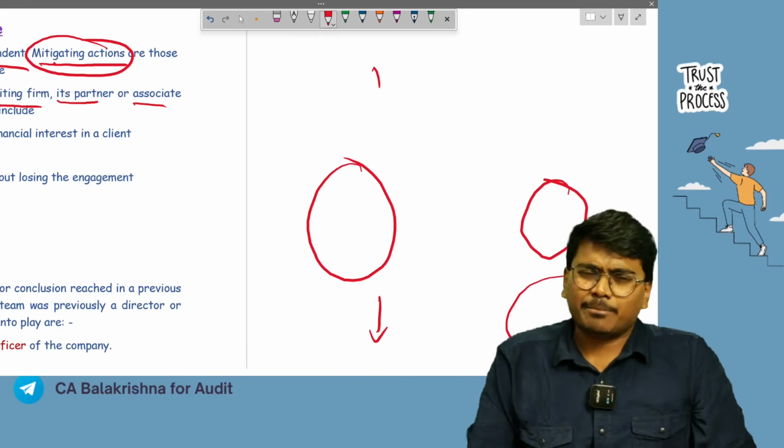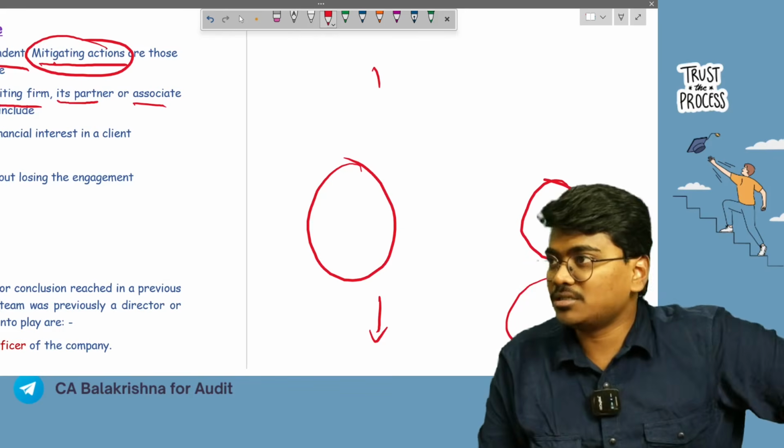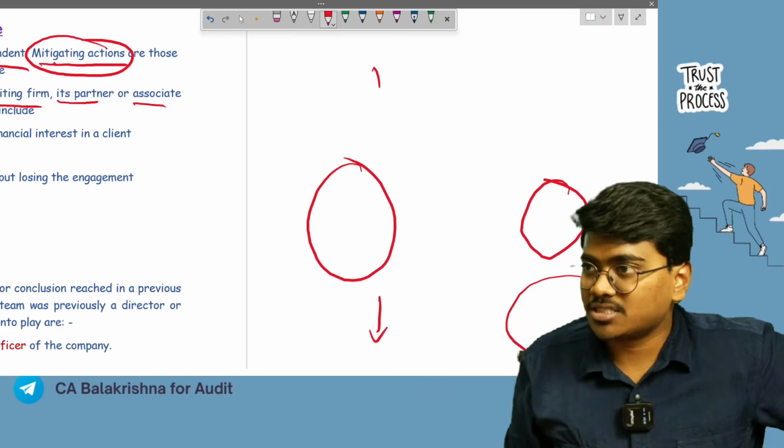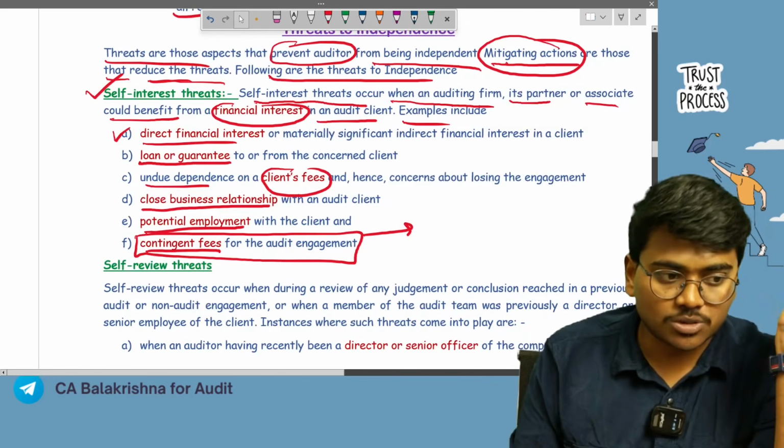But there are certain exceptions in which you can accept them in certain types of engagement. You don't have that in your syllabus, but just remember that there are certain exceptions to this rule also.